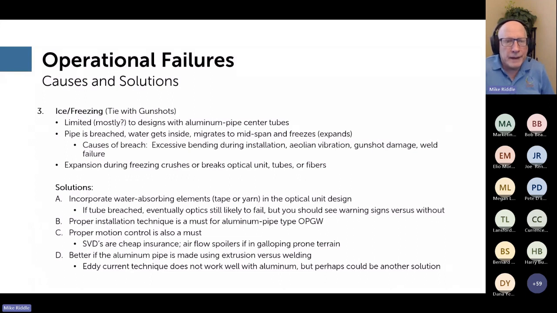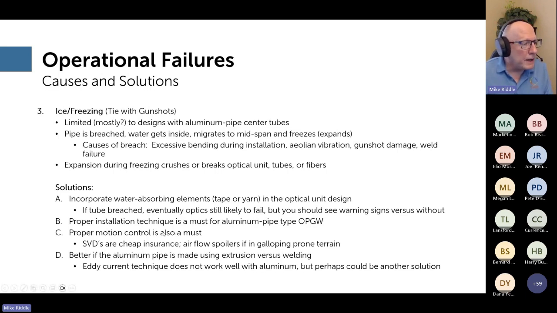But my counter to the counter is that that's true, but you'll see a warning sign. You'll see attenuation begin to creep up over time, and that should alert you that something is wrong there. You can go inspect, find the damage, and make a planned repair versus having a failure at 3 o'clock in the morning on a Sunday in February during an ice storm. So I do think it is better to have water absorbing elements, whether it's tape or yarn, in the optical unit inside an aluminum pipe.